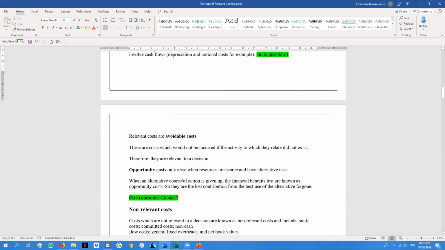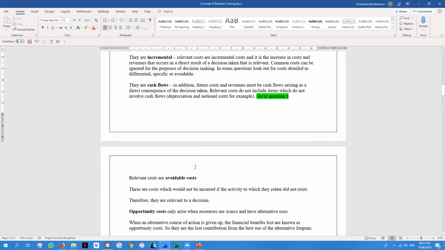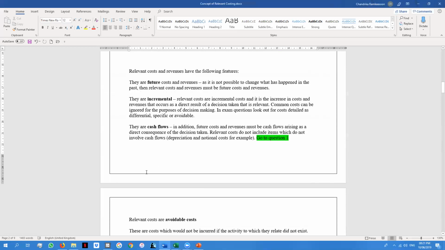Now, an opportunity cost is also a relevant cost. Opportunity costs only arise when resources are scarce and have alternative uses. When an alternative course of action is given up, the financial benefits lost are known as opportunity costs. So they are the lost contribution from the best use of an alternative foregone. Now, future incremental cash flow, the three categories of relevant costs, sometimes you may also see them referred to as incremental, avoidable, opportunity.